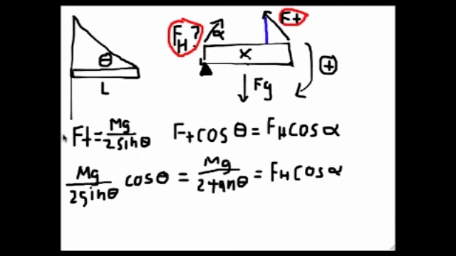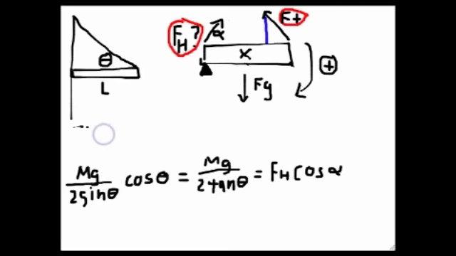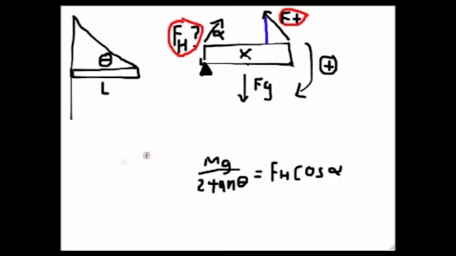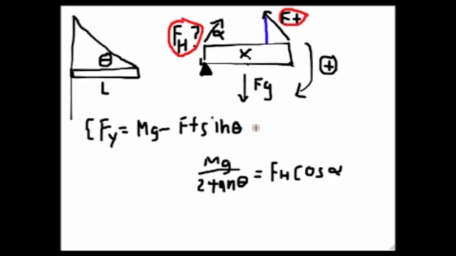Now we have two unknowns in our equation, force of hinge and alpha. Let's look in the y direction. We know that because it's in equilibrium, the sum of the forces in the y must equal 0. Let's call downwards positive. You can write Fg, or mg, minus Ft sine theta minus Fh sine alpha, because we're looking only in the y direction.